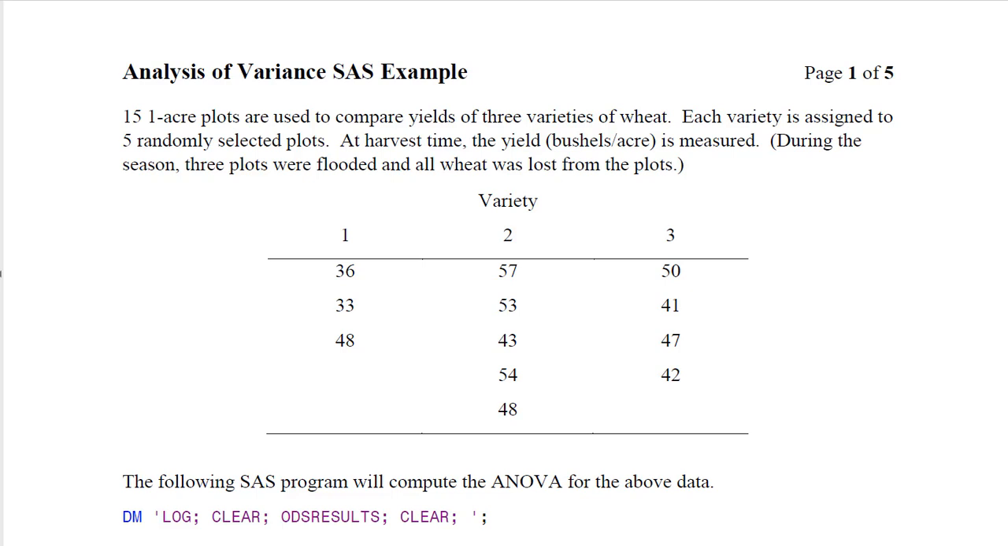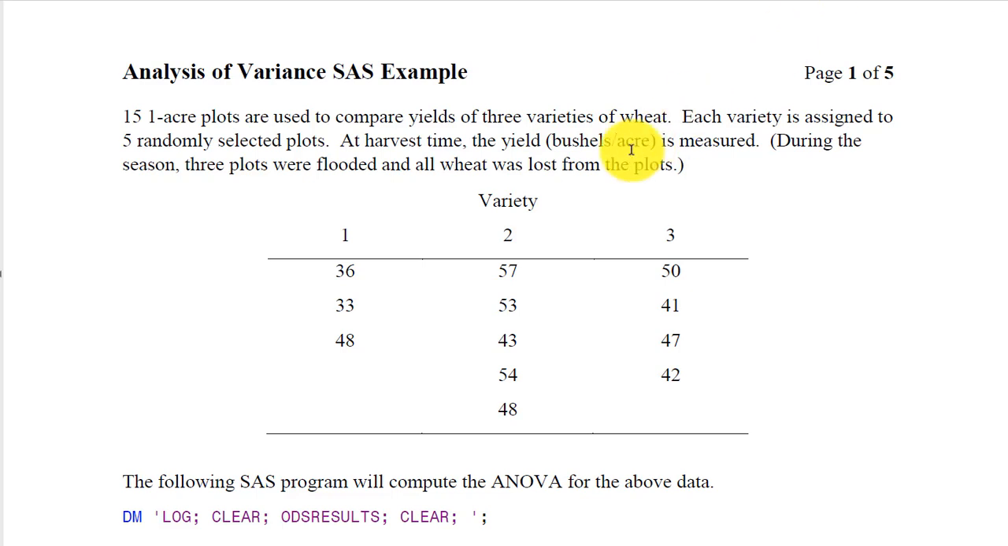This is a handout from your class. It's the first analysis of variance example, and so rather than the parking fines program that's in the handout for getting started, I'm using one that's specific to your class. In this we have 15 1-acre plots used to compare yields of 3 varieties of wheat. Each variety is assigned to 5 randomly selected plots. At harvest time, the yield, measured in bushels per acre, is recorded. During the season, 3 plots were flooded and all wheat was lost from those plots.